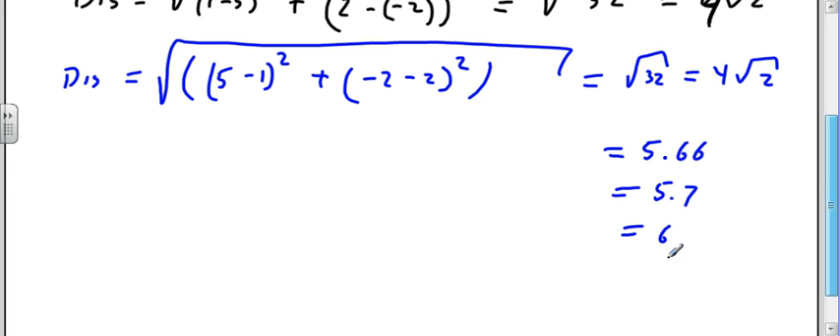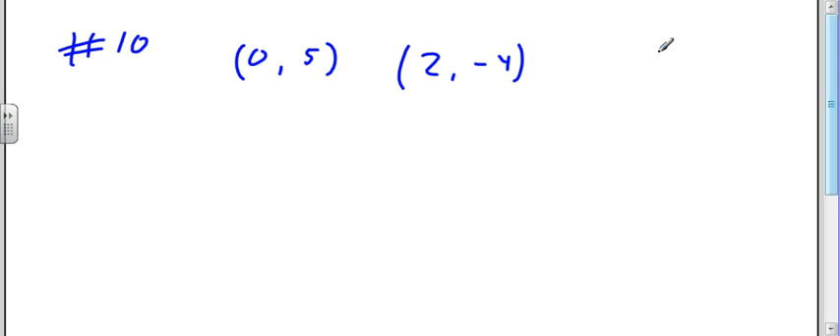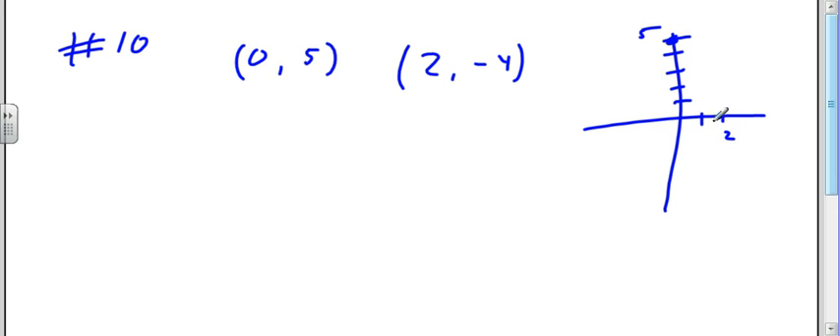Find the midpoint. Okay, so we'll look at number 10. So I got 0, 5, and I got 2, minus 4. And so I'm going to draw a graph. 0, 5, 1, 2, 3, 4, 5. 2, 1, 2, minus 4, 1, 2, 3, 4.